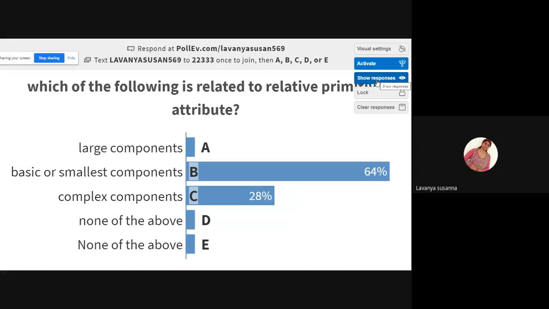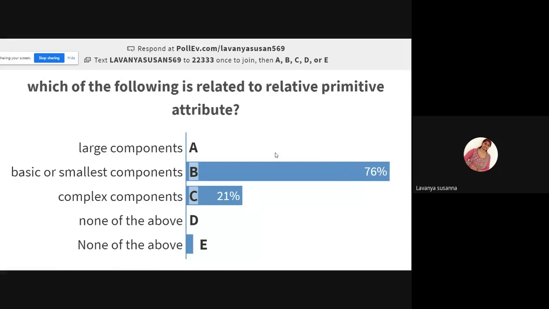68% have answered yes. It is very, very good. Relative primitive means, just now I have explained, how can you say the complex components? No, relative primitive means smallest or basic thing. So which of the following is related to relative primitives? It's not large components. Basic or smallest components. Primitive components means smallest or simple components. By identifying these simple components only, you can build the large system.